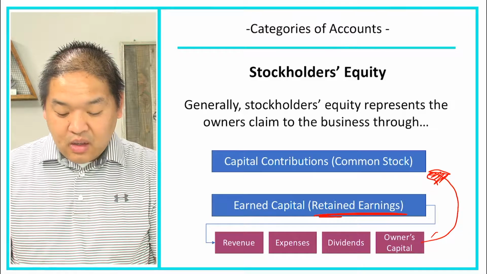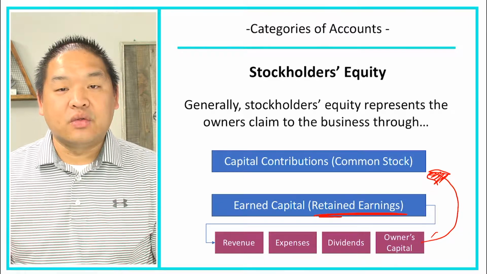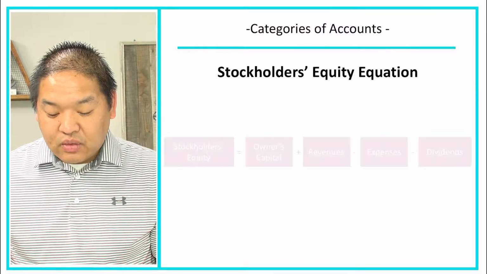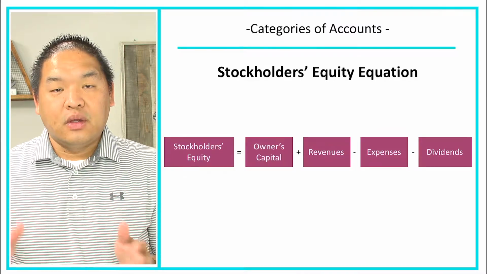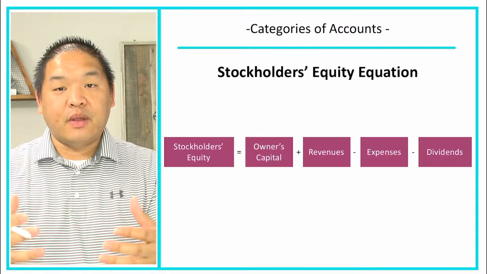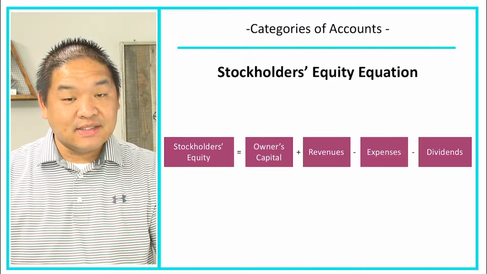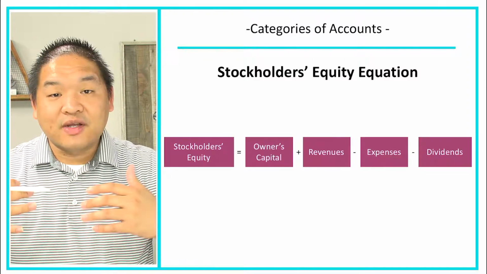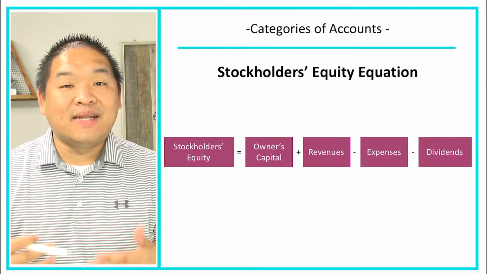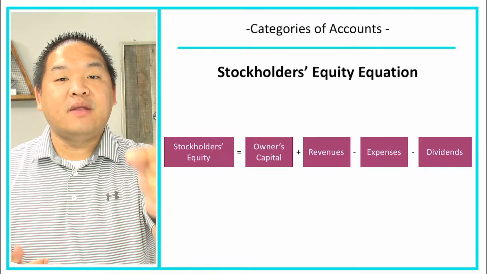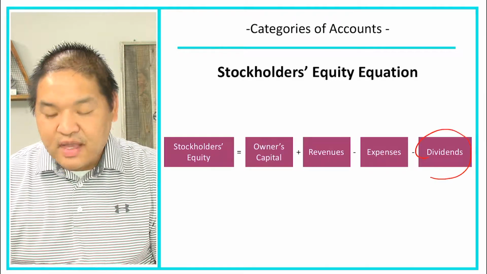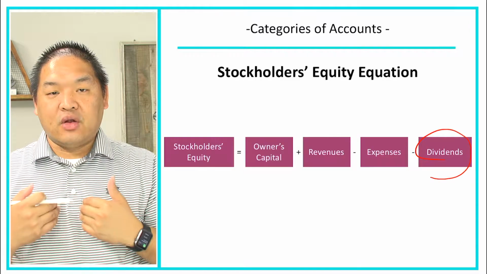Okay? All right, so let's look at the stockholders' equity equation. Stockholders' equity is equal to owner's capital, so what you put in, plus revenue, so whatever the company makes, minus expenses, so whatever expenses they incurred, minus dividends, whatever they've paid back to shareholders. So a dividend is what they paid back to a shareholder.